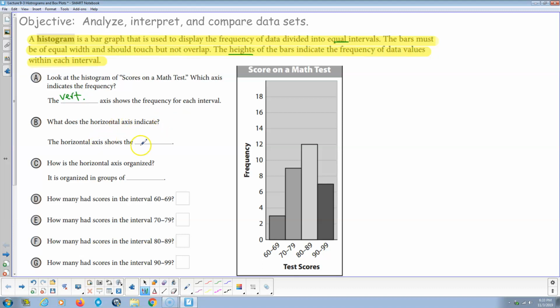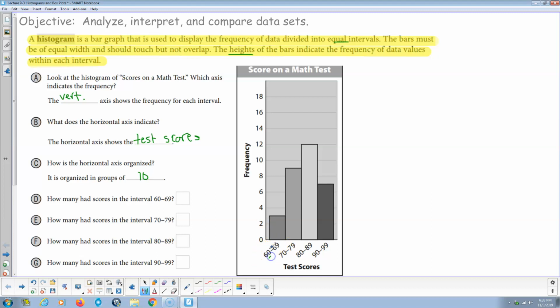What does the horizontal axis indicate? It shows the test scores. And they're broken into intervals, right? So, for example, the first interval is any score from 60 to 69. And then the last interval is any score from 90 to 99. How's the horizontal axis organized? In groups of 10.